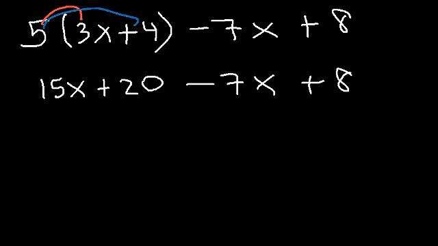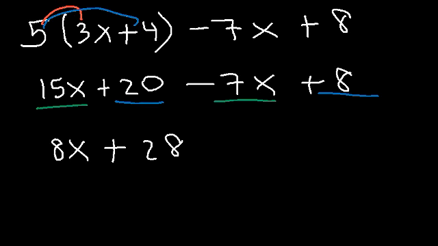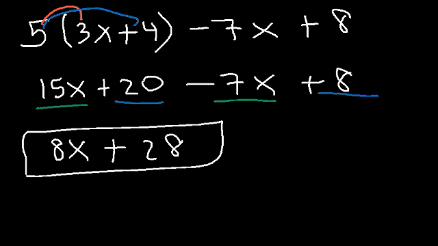So now let's combine like terms. So let's combine 15x and negative 7x. 15 minus 7 is 8, and we can combine the constants 20 and 8. 20 plus 8 is 28. So this is the answer. Let's work on another example.